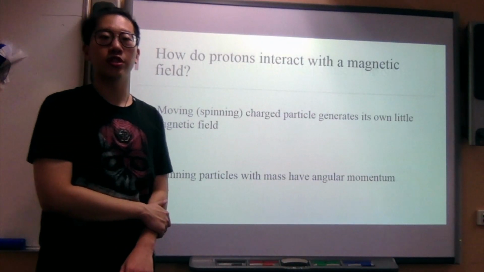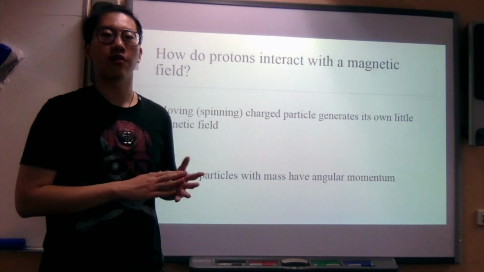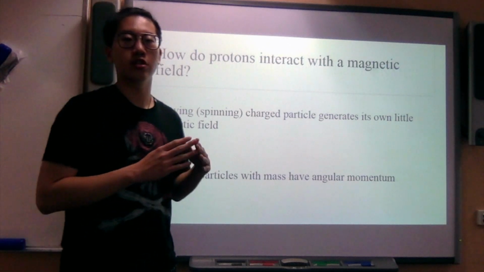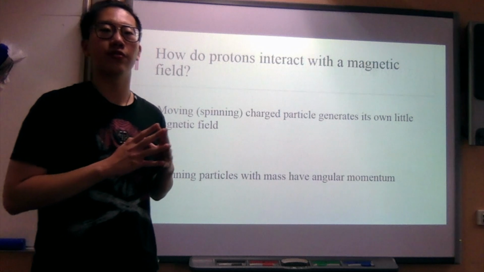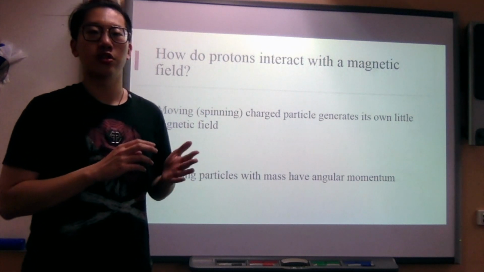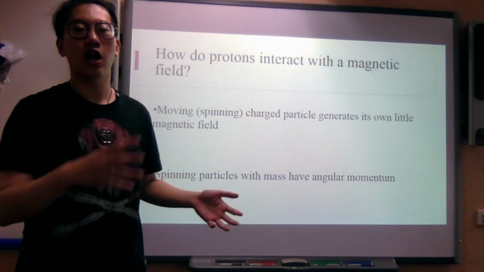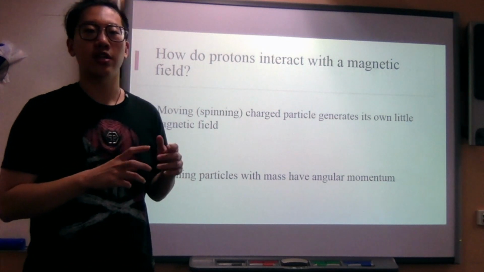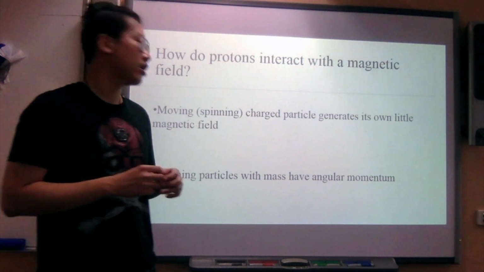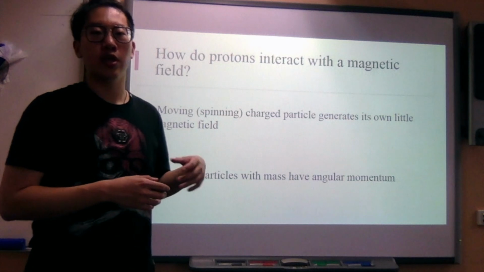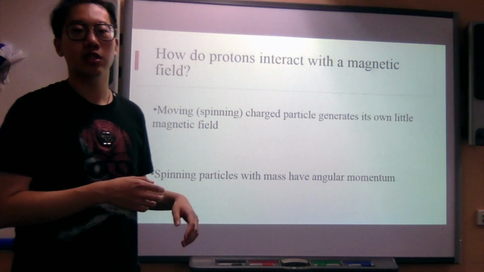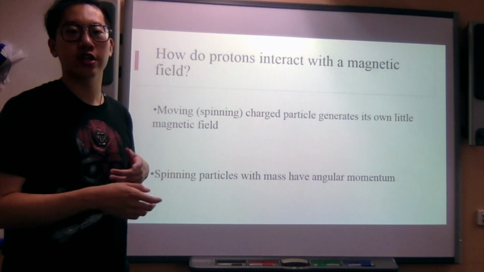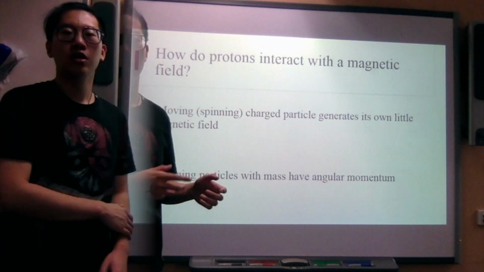How do protons interact with the magnetic field? First, a moving charged particle generates its own little magnetic field, which means such a particle will tend to line up with the external magnetic field lines. And the second is that a spinning particle with mass has angular momentum. The angular momentum resists attempts to change the spin orientation.